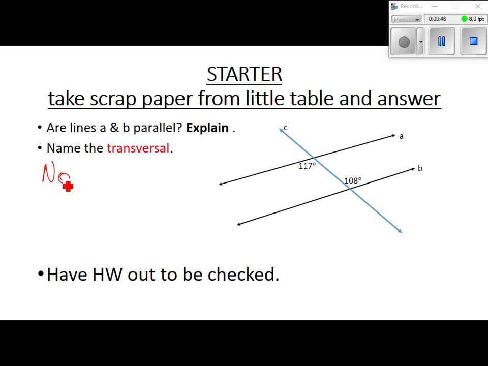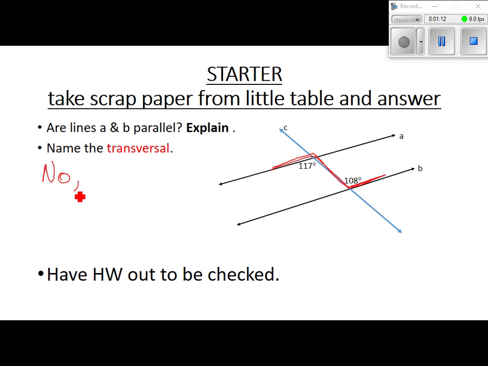What can we say about these angles? They're not congruent. Should they be congruent? Yes. What kind of angles are they? Alternate interior. And this is what you have to know. You have to be able to say, if these two lines were parallel, these two angles are alternate interior angles and should be congruent to each other. So here we would say no.